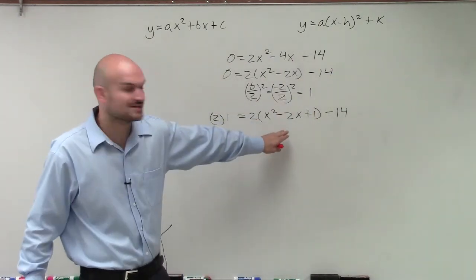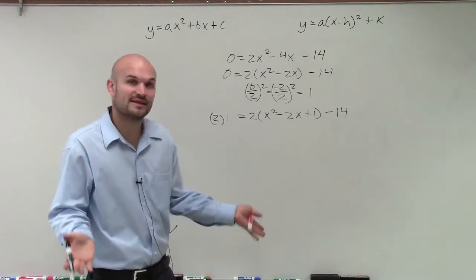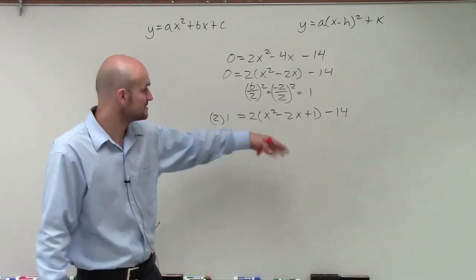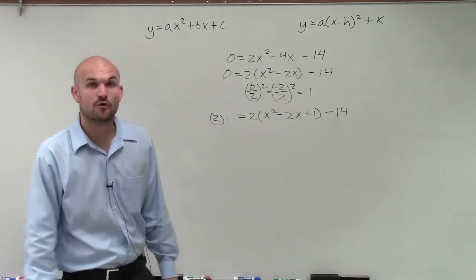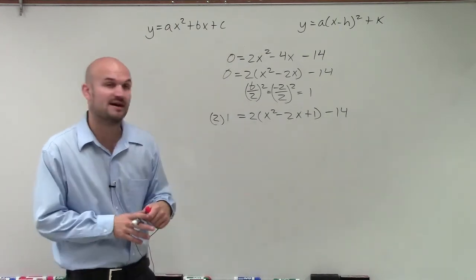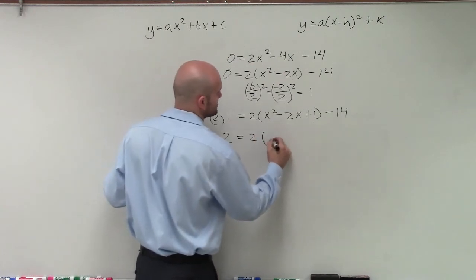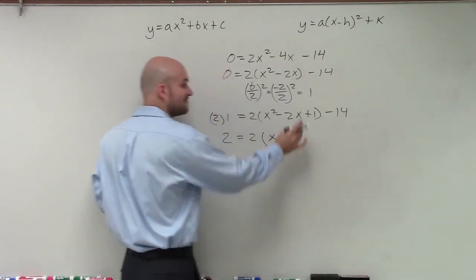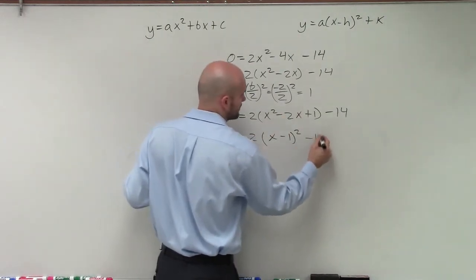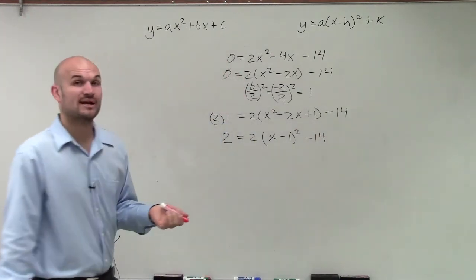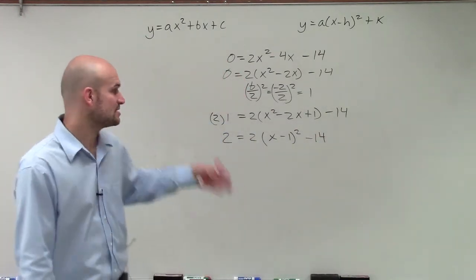So just factor this. And by using our methods of factoring, or if you just look at this, you can see that the factored form of a binomial squared for this would be x minus 1 squared. So therefore, this now becomes 2 times x minus 1 squared, which is the factored form of this trinomial, minus 14. Now what I need to do is use my inverse operations to solve.